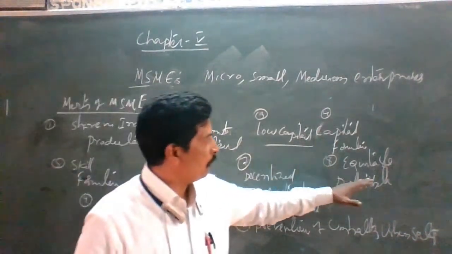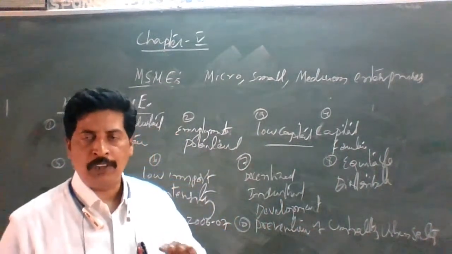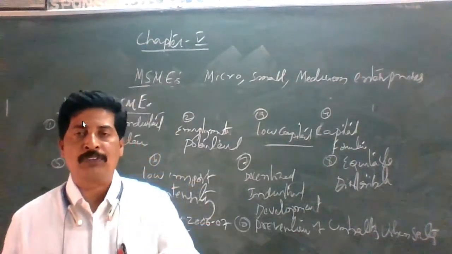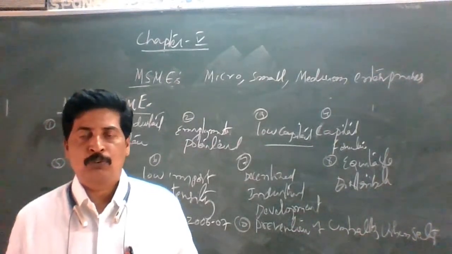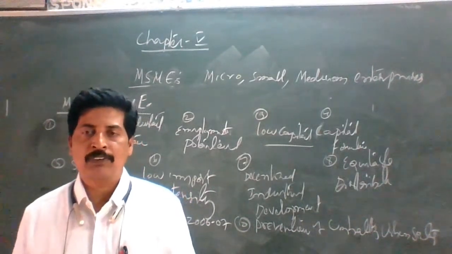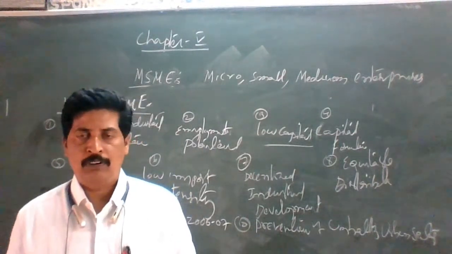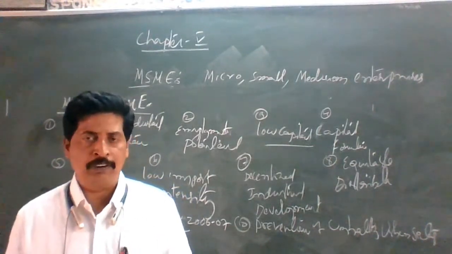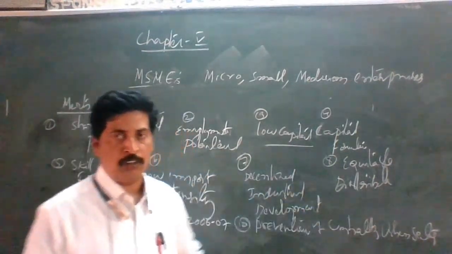Then coming to the eighth one, equitable distribution. MSMEs are very favorable to distributing all the profits among all their members. So there is no chance of concentration of profits in a few hands, because micro, small and medium enterprises are all equal, and all the units absorb more labor-intensive labor. Whatever the profits, they can be shared by all the institutions.